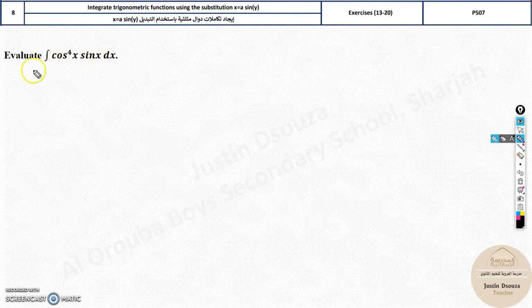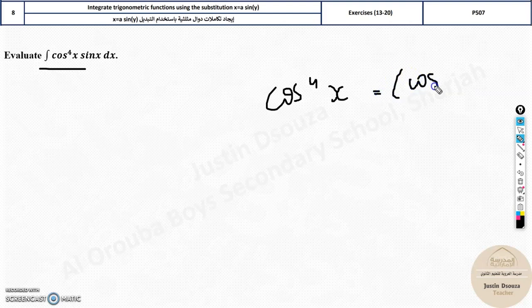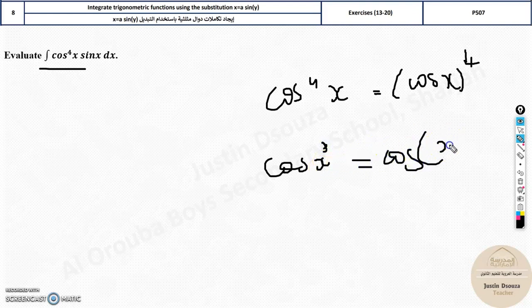Before we continue, I just want to make this one thing clear. Cos 4x to the power 4 is, in a calculator if you're using it, cos x the whole power 4. Okay. Now, when do you square x? That is only when it is cos x to the power 3, for example. Then it is cos x cubed. Sorry for my writing. So I hope this is clear.